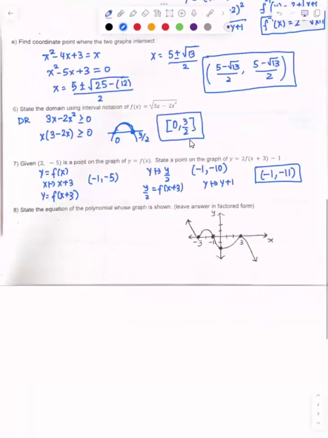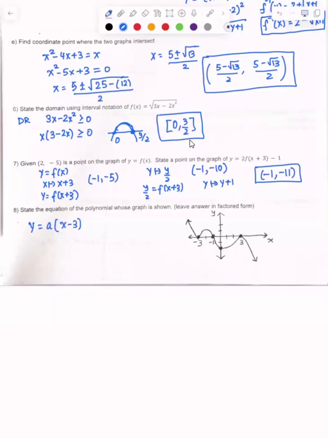Okay. The last question. State the equation of the polynomial whose graph is shown. And let's go. Y is equal to 8. Right away, I'm going to put 8. Well, let's see. The 0 is 3, so the factor is x minus 3. And remember we talked about it.